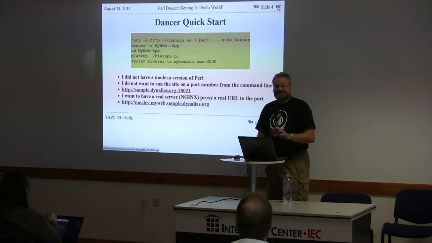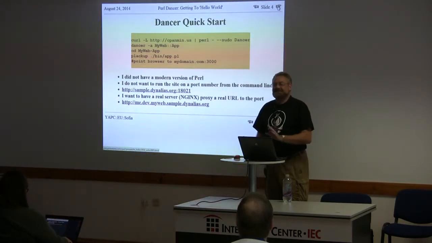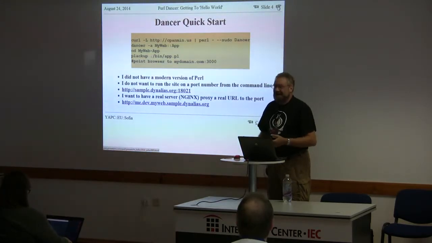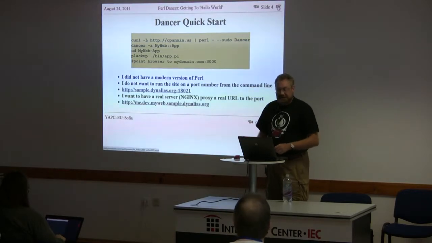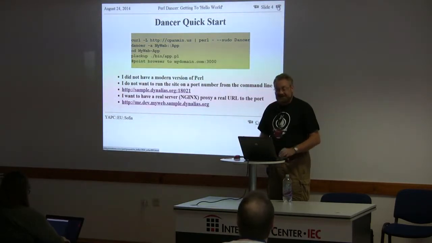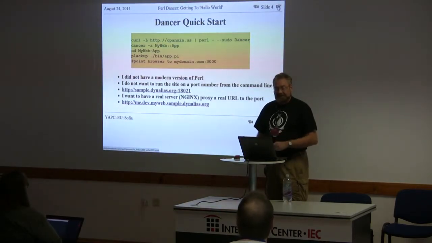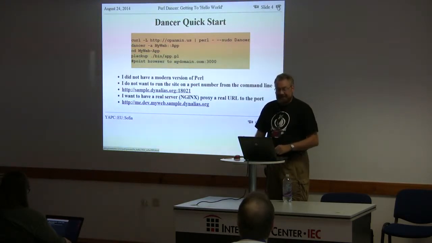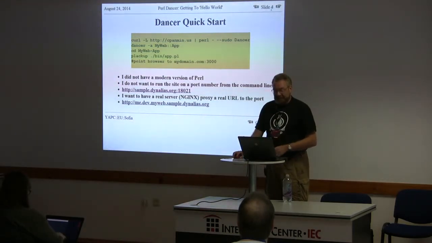So this is the version of that slide from yesterday that actually comes out of dancer.org if you go and look, and this is what it says you need to do to get started. Curl to go collect it, dancer -a to build your scaffolding code for the Hello World site, change directory down into it, and run it. That's it. It's now running on port 3000, ready to go.